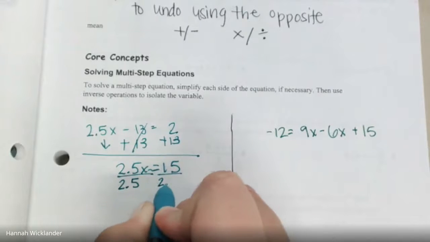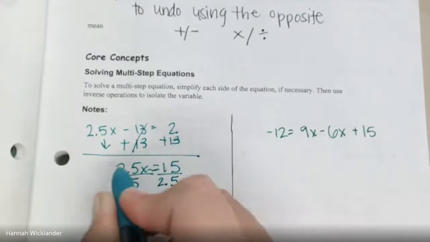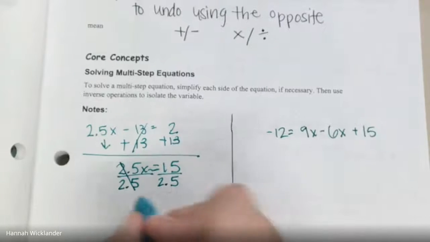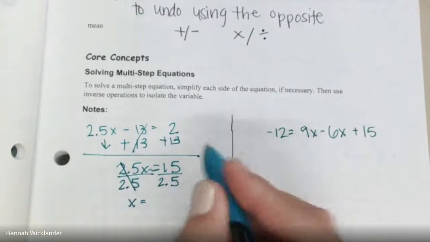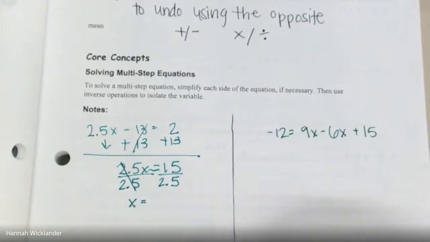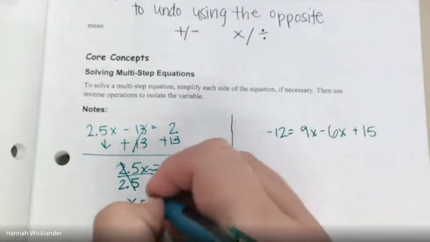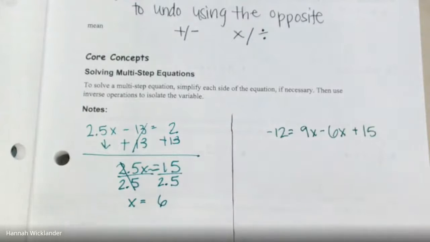What I do to one side of the equation, I must do to the other. 2.5 and 2.5 cancel out, and I'm left with x equals, plug in 15 divided by 2.5 to my calculator, and I get 6. So it says solve the equation and check your solution.